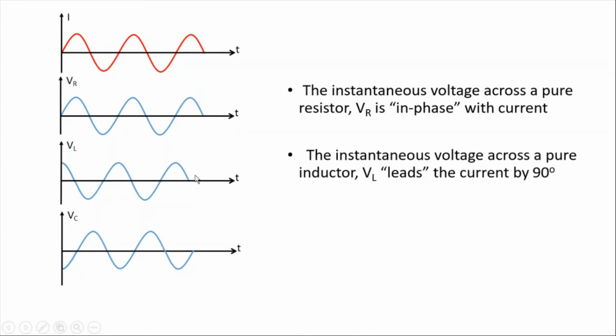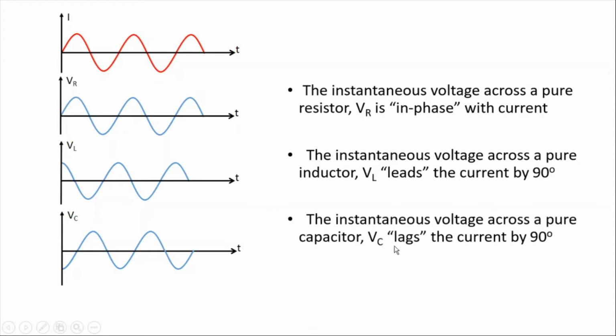On the other hand, if you connect a pure inductor to an AC circuit, the voltage of the inductor leads the current by 90 degrees. When the current is zero, the voltage will be maximum, and the phase difference between them will be 90 degrees.